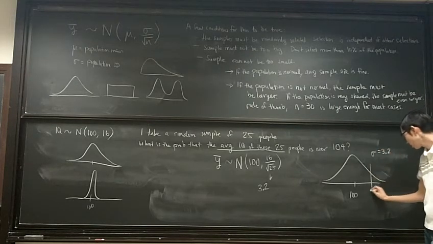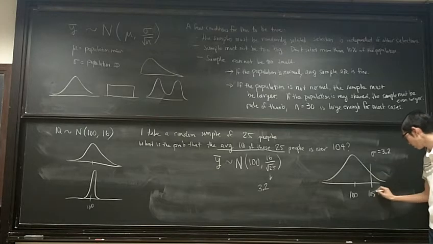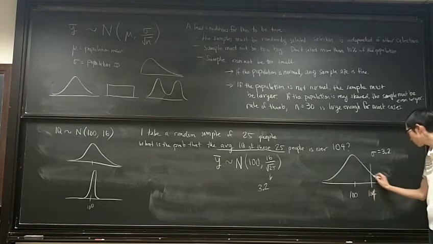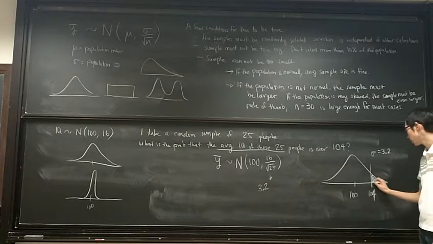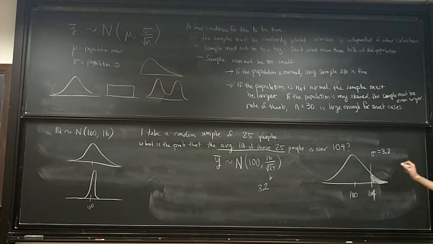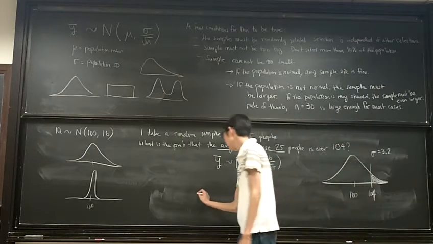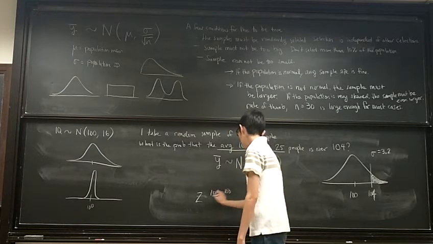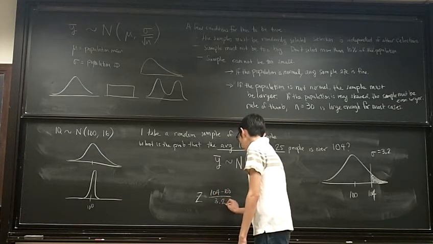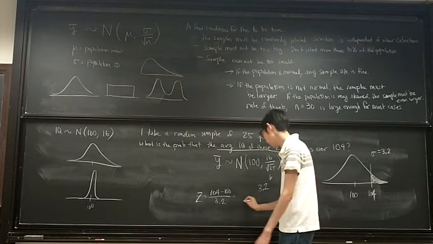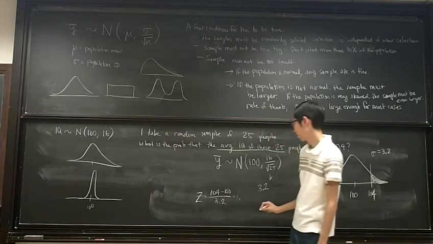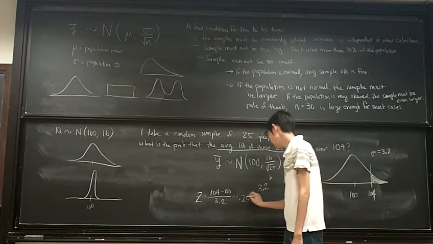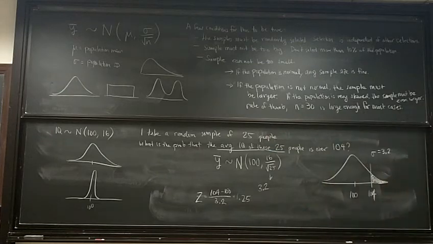And I'm asking what percent of samples of size 25, or basically what's the probability that a sample of size 25 ends up with an average of 104 or more. So here I've got to get a z-score. 104 minus 100 divided by 3.2. What is that? 1.25. Okay, great. So 1.25.